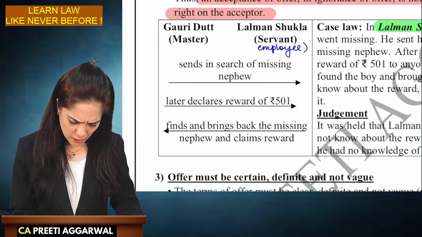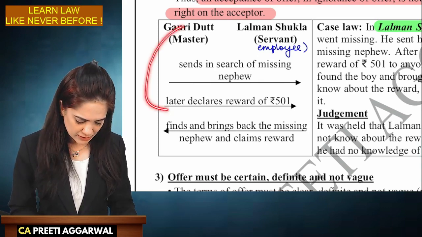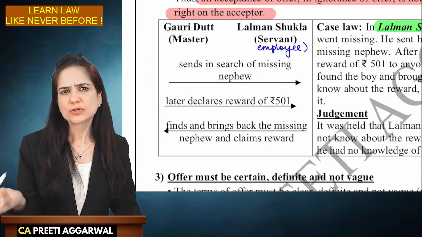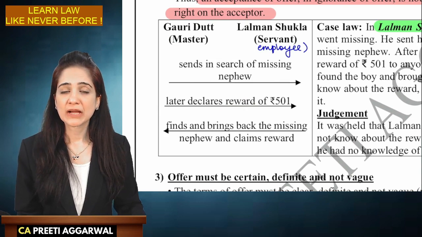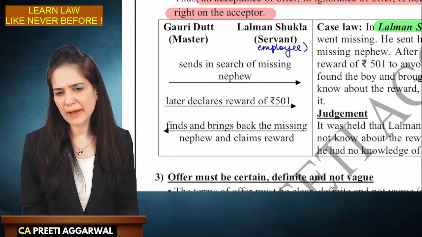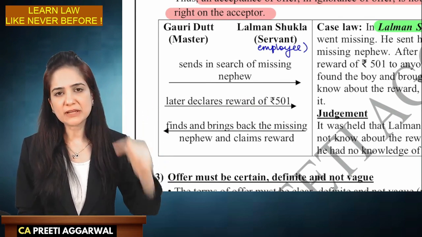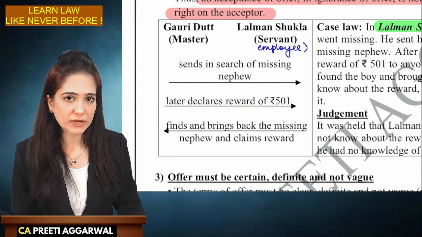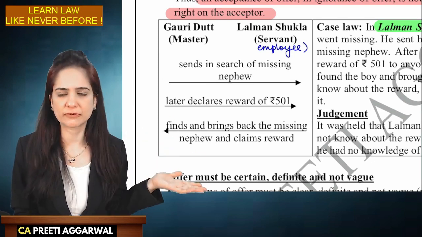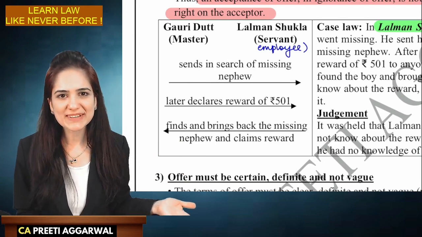Yeah, ma'am, he found the nephew, and Gauri Dutt had informed that he would give 501 to whoever found the nephew. So yes, he should get it. If that is your answer, wait. When Lalman had gone to find the missing nephew, he was not aware of the reward. He found the nephew in ignorance of the reward. So if he was not aware of the reward, how can he claim it?